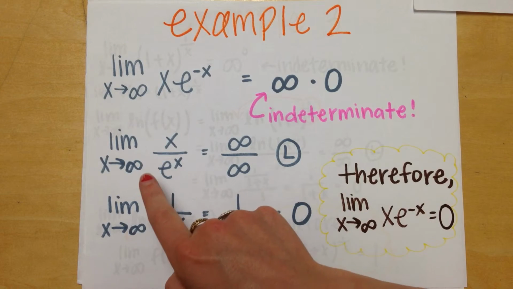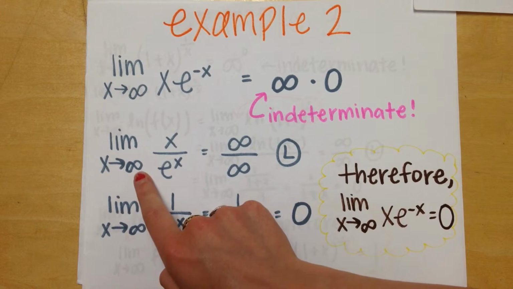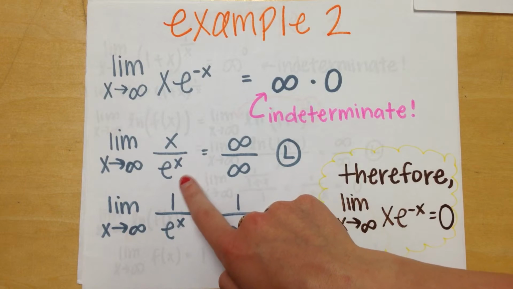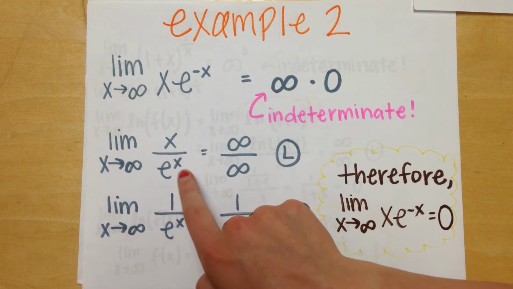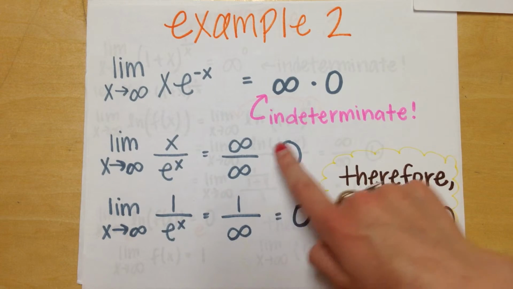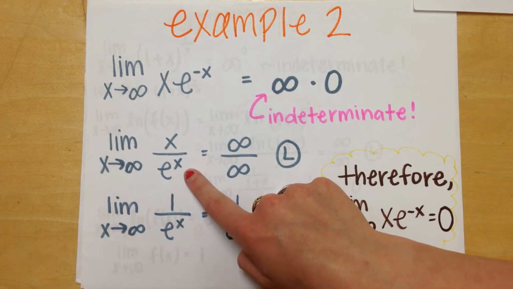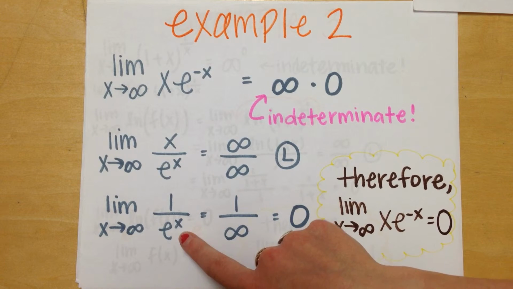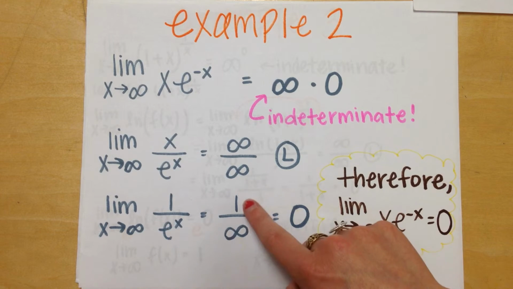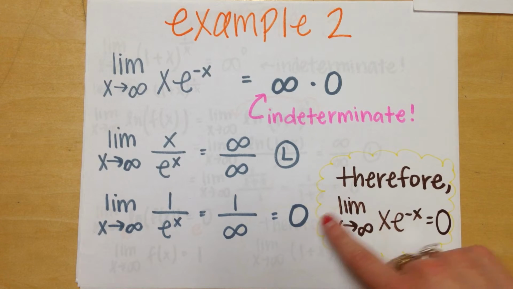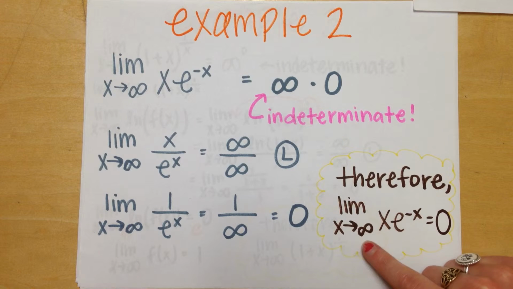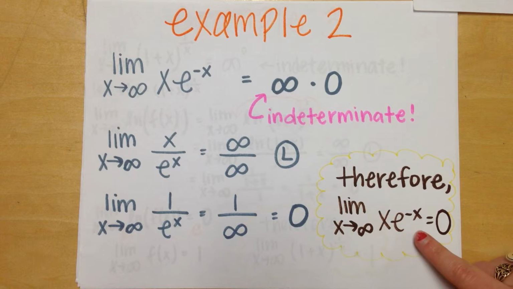So you rewrite the function as the limit as x approaches infinity of x over e to the x. When you plug in infinity for x, you get infinity over infinity, and then you can use L'Hopital. So the derivative of the top is 1, and the derivative of the bottom is e to the x. Plug in infinity for x, and you get 1 over infinity, which is equal to 0. Therefore, the limit as x approaches infinity of x times e to the negative x is 0.